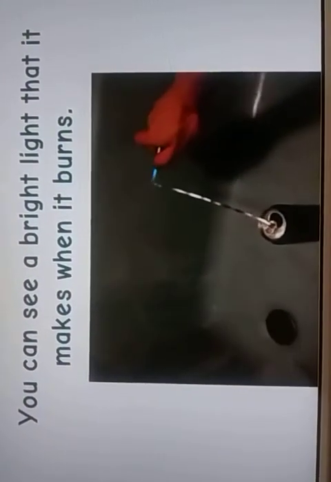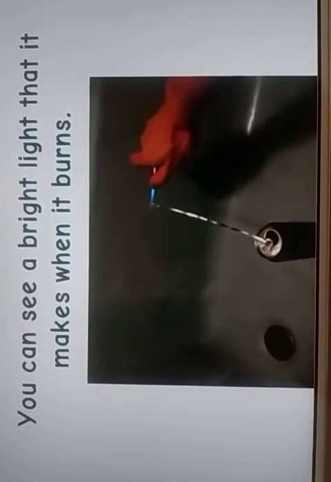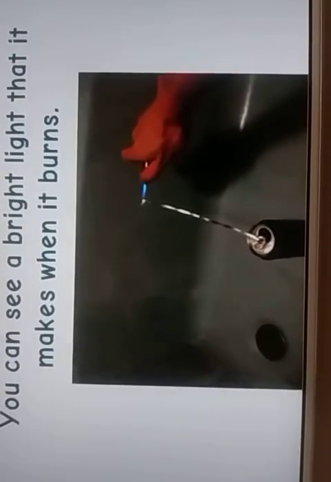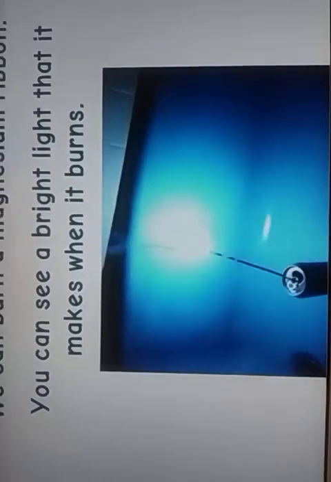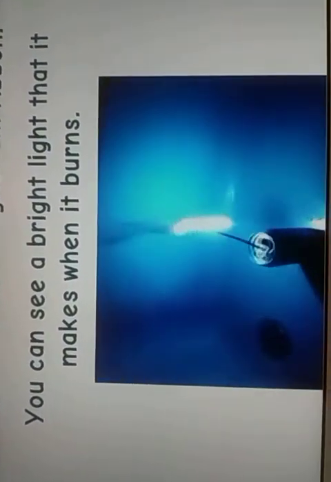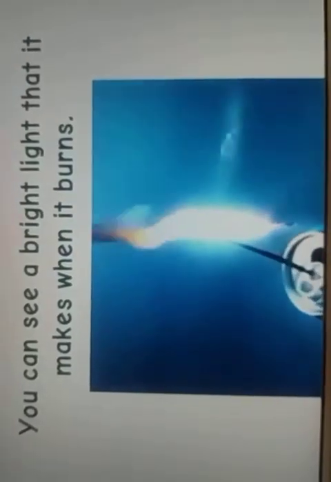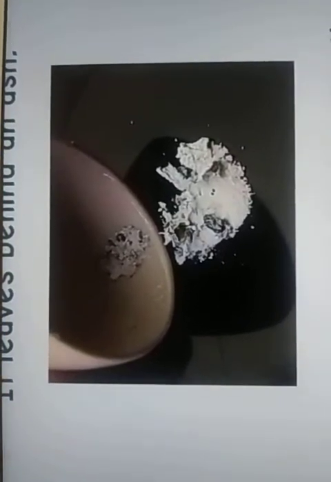We can burn a magnesium ribbon. You can see a bright light that it makes when it burns. It leaves behind ash. The ash looks nothing like the magnesium ribbon. Here is the reaction to show you what happens. Mg plus O2 is equal to MgO.